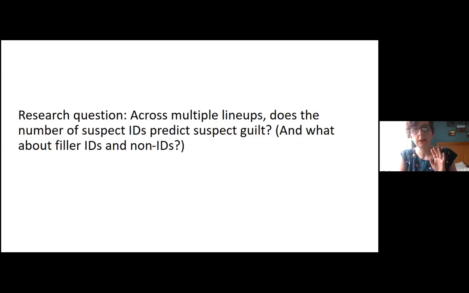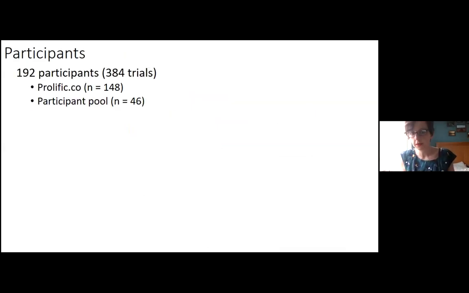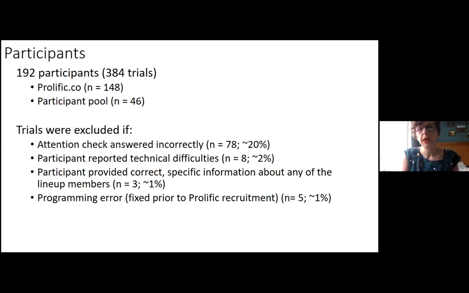So we tested 192 participants. We had each participant do two trials, giving us a total of 384 trials. About 3/4 of them were recruited through Prolific, and another quarter were through our own participant pool at Swansea. We had various kinds of exclusion criteria that we put in place for data quality. So we had some attention checks embedded in there. We asked participants if they had any technical difficulties with the video.